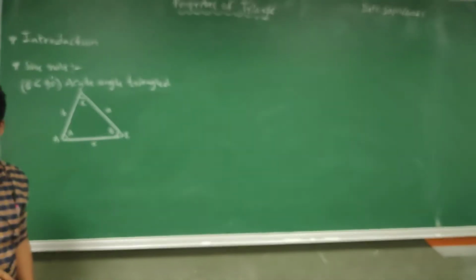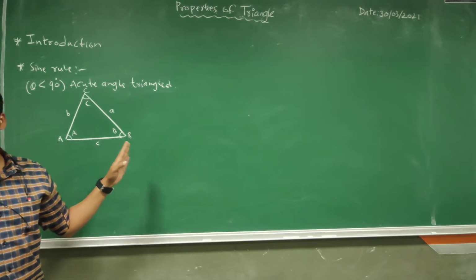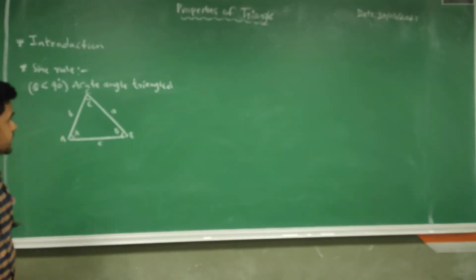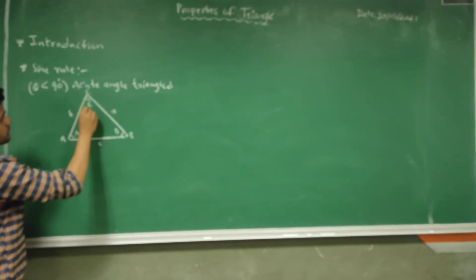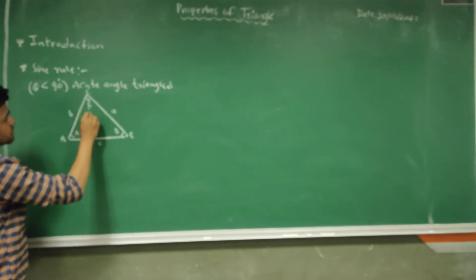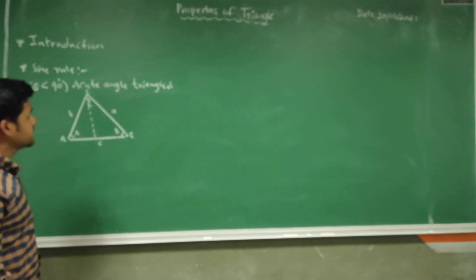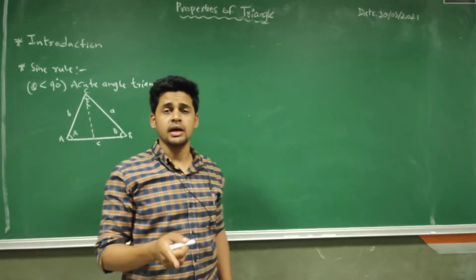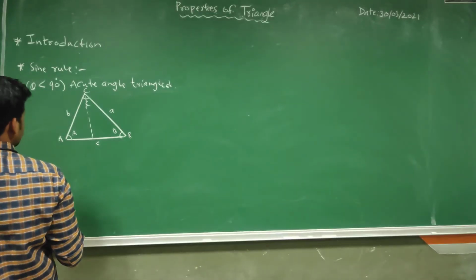Okay, so see here, if I want to apply Pythagoras theorem here, we should have a right angle triangle, but here we don't have a right angle triangle. So we will draw a line that makes a right angle triangle. And we know I can apply sine rule where there is a right angle triangle. Okay, so here we draw a line.